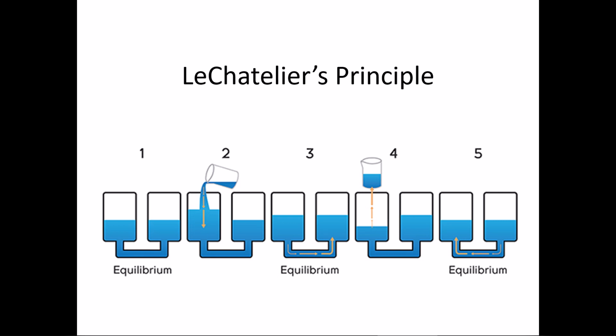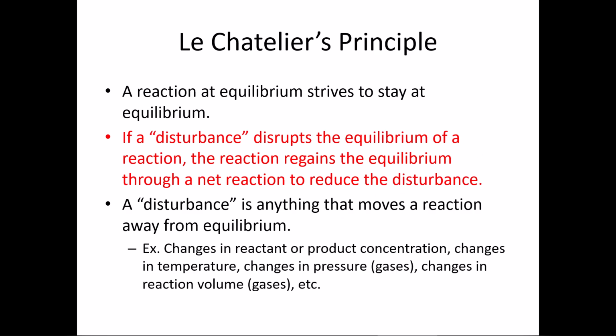Alright, so this video is about LeChatelier's principle. This is one of the guiding principles for equilibrium. So when a reaction reaches equilibrium, it will stay at equilibrium until something happens to disrupt the equilibrium. Once the equilibrium is disturbed, the reaction will go back toward equilibrium, basically undoing whatever disturbance occurred to it.